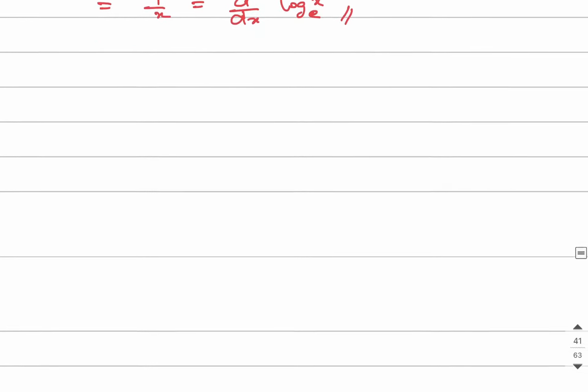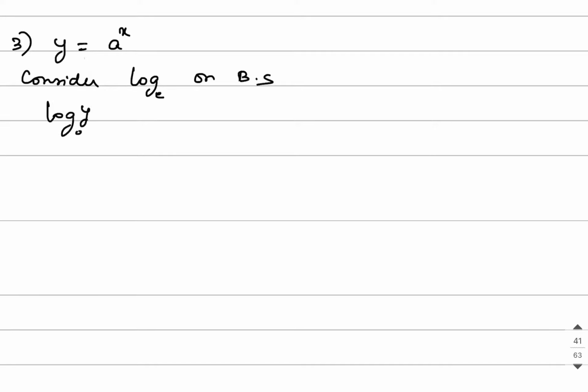Similarly, we will see the derivative of a power x. The third one is y is equal to a power x. We need to find the derivative of this. For this, what we can do is consider log base e on both sides. Then what will happen? Log y base e will be equal to log a power x base e. So we know that log of a power m is equal to m log a. So in this case, what will happen? It will become x log a base e.